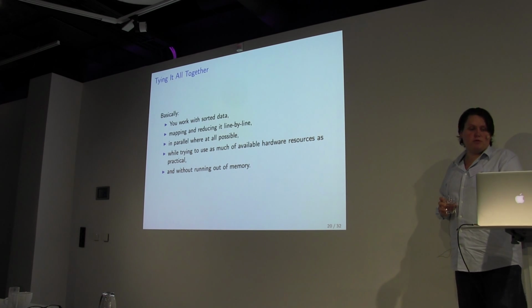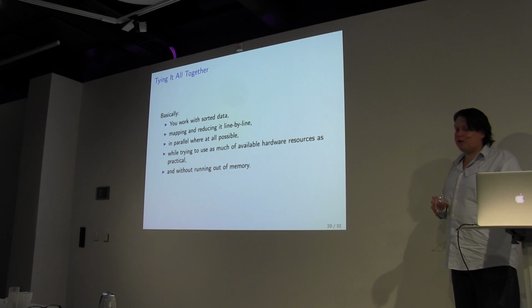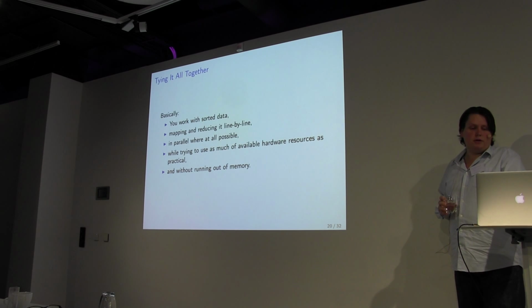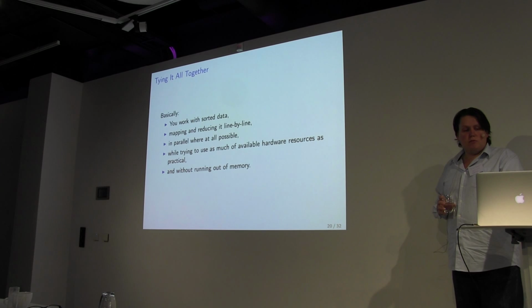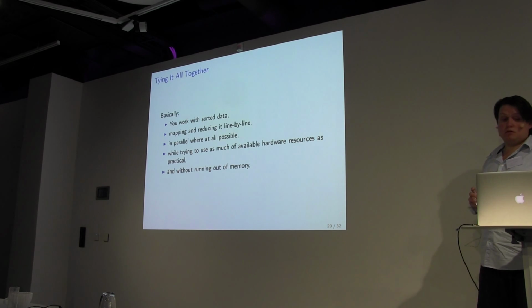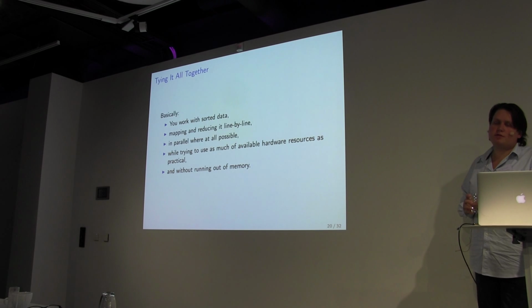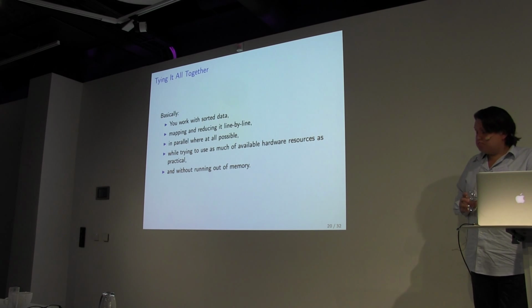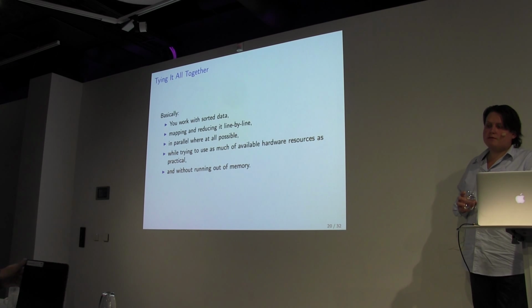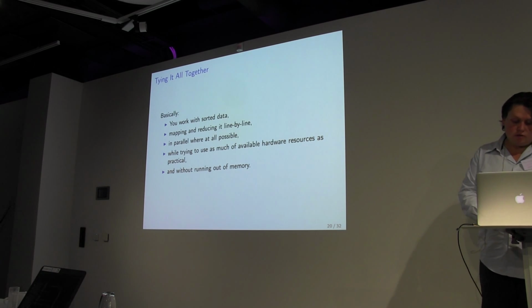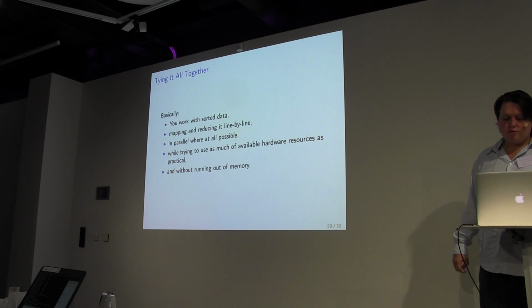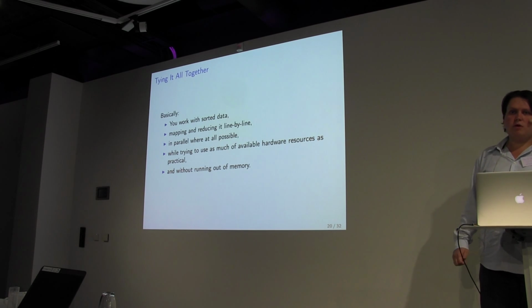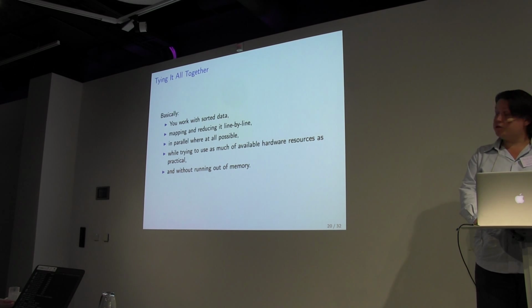So basically, we worked with sorted data. We use MapReduce to handle it line by line. We work in parallel where at all possible. And while trying to use as many resources as we have, we have to avoid running out of memory. And that's a trap, because you have to watch how your script behaves at runtime. You may not run out of memory on a smaller data set, but you waste a few hours. And then, bam, on a larger data set, you don't have any more resources.